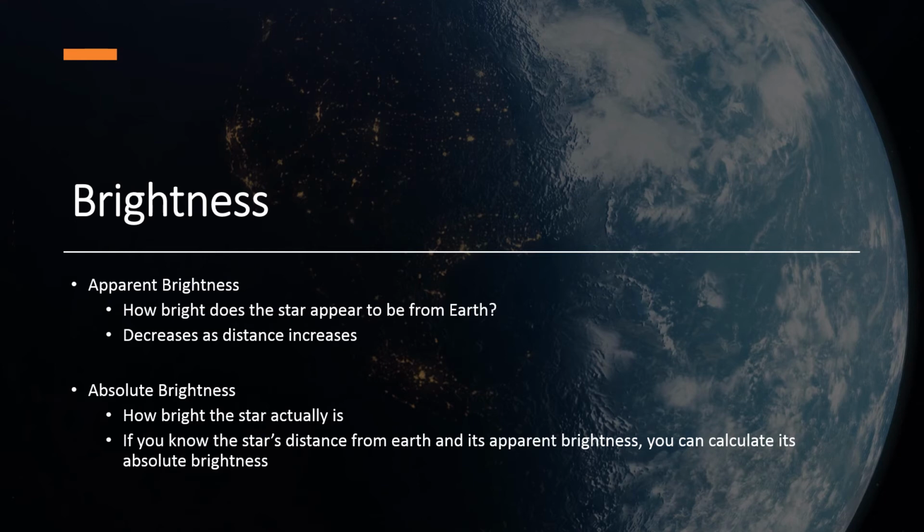appears to be, is greatly impacted by the distance that star is from Earth, from us here. It might be close and therefore looks to be bright or brighter than other stars around it in the night sky. But that's not 100% accurate, because as you can see on the text here, there is what we call the absolute brightness. And the absolute brightness is how bright the star actually is. Not how bright it appears to us on Earth, but how bright it actually is. And if you know the star's distance from Earth and you know its apparent brightness, then you can calculate its absolute brightness.